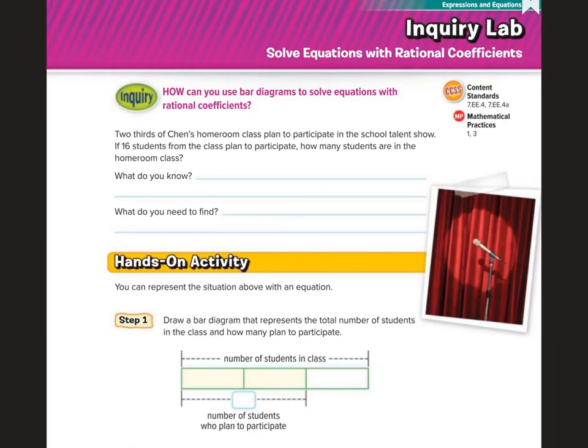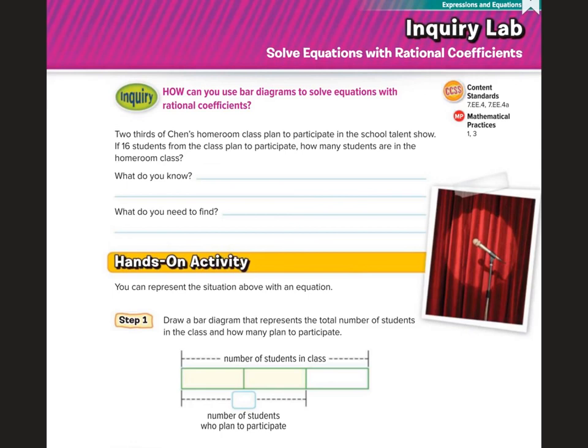This is the answer key video for the Inquiry Lab Solve Equations with Rational Coefficients, pages 455 through 456. Feel free to pause the video, rewind it, or rewatch any parts at any time.